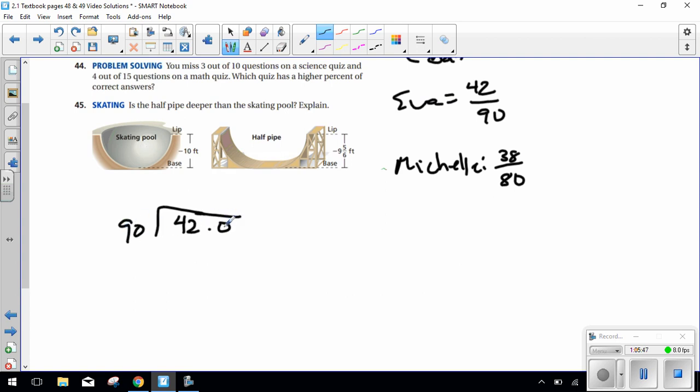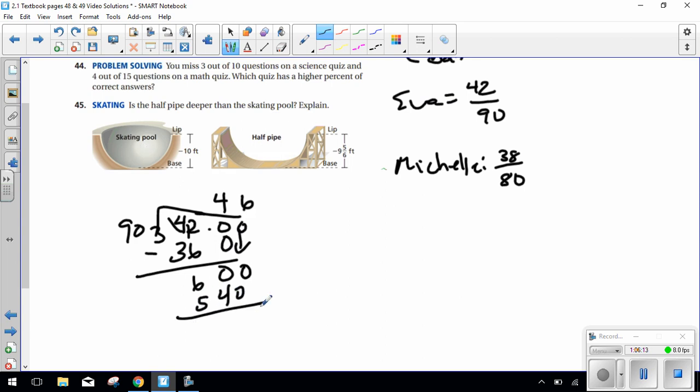9 goes into 42. Let's see. 5 times. That's 45, so it's got to be 4. 36. That's 6. Add a 0 and bring down. 9 goes into 60. Can't be 7. 6. So that's 54. All right, add a 0 and bring down. So we get 60 again. So it looks like this 6 is going to keep repeating. So we get 46 hundredths, 6 repeating.